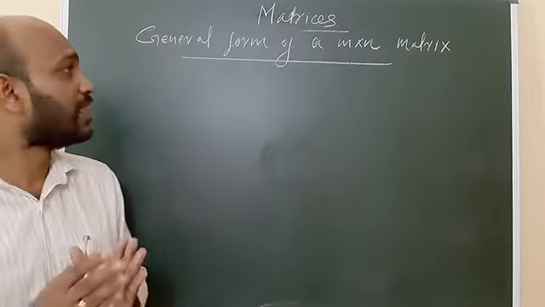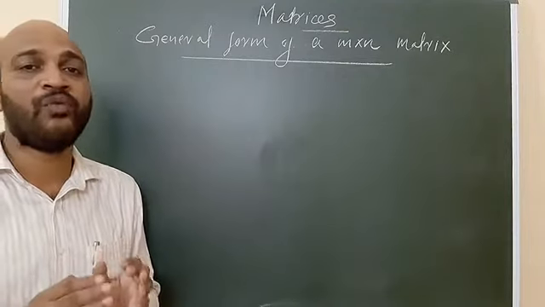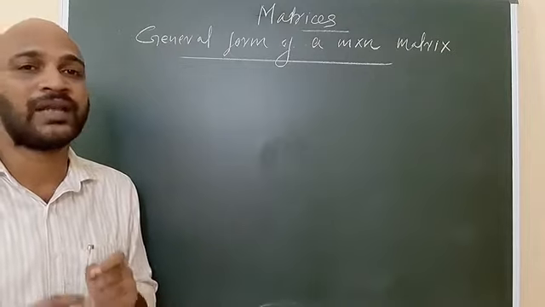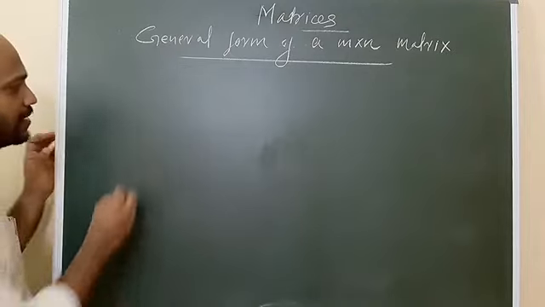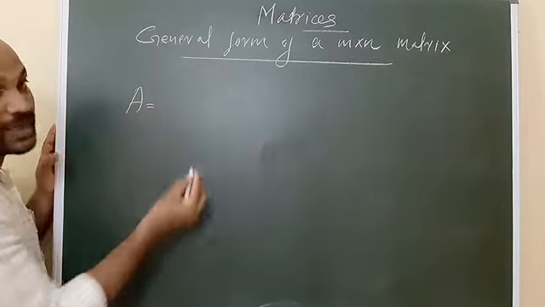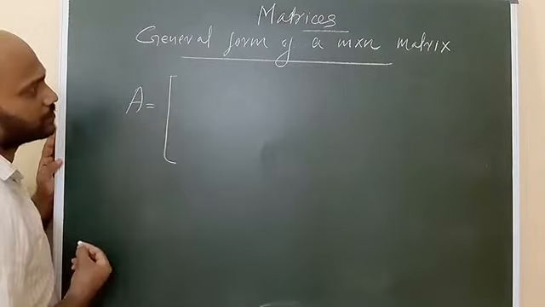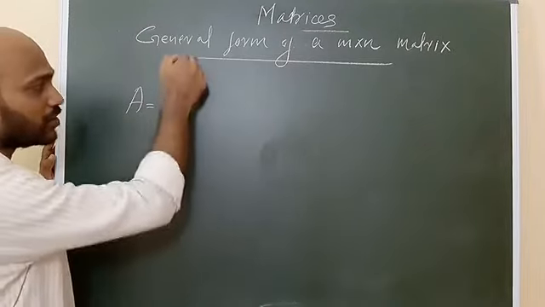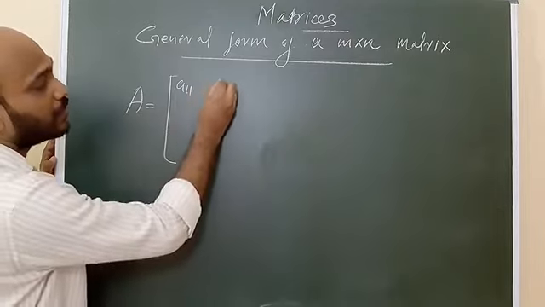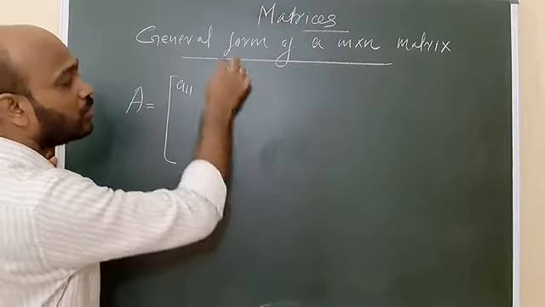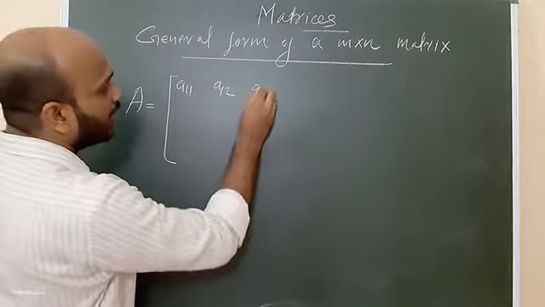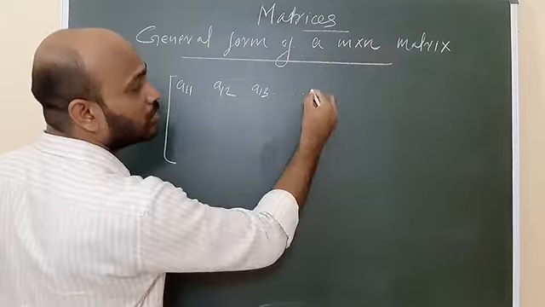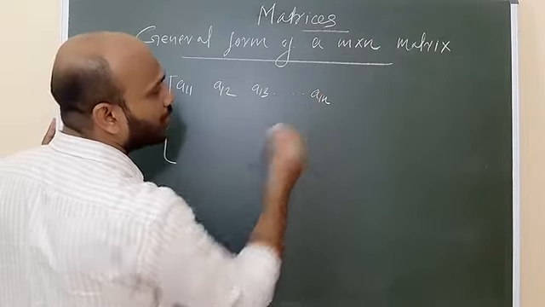Now, next topic: the general form of an m by n matrix, meaning how we can represent a matrix generally. M by n means m rows and n columns. So we can represent it like this. You can use capital letters for representing a matrix. A equal to A11. A11 is the first row, first column element. Then this element will be A12, first row, second column element. Then A13, etc. How many columns are there? N columns. So the last element will be A1n.